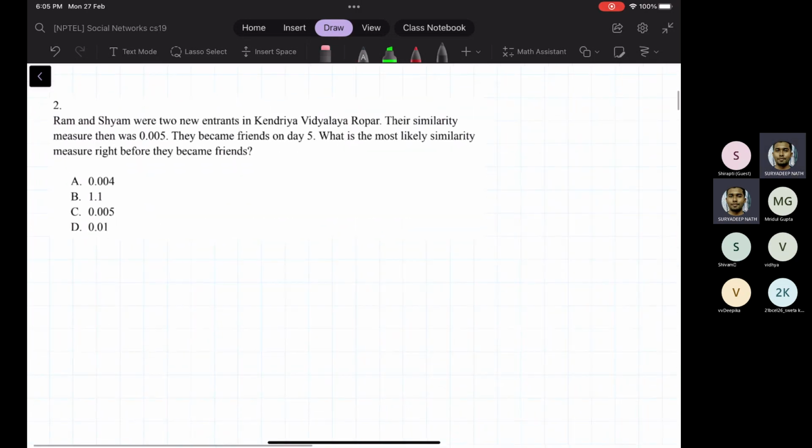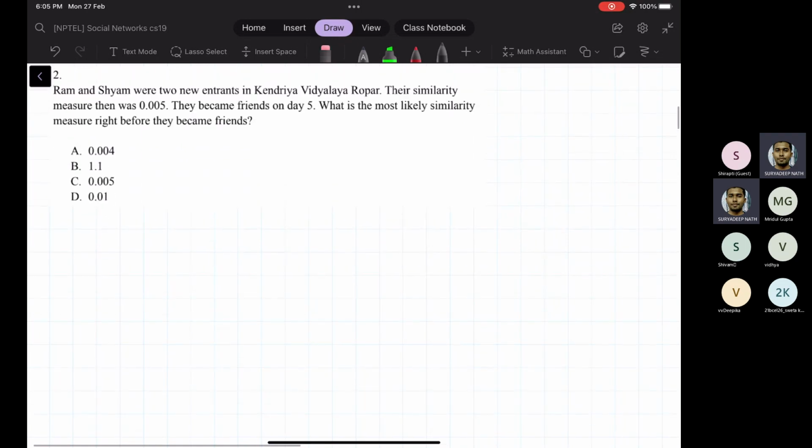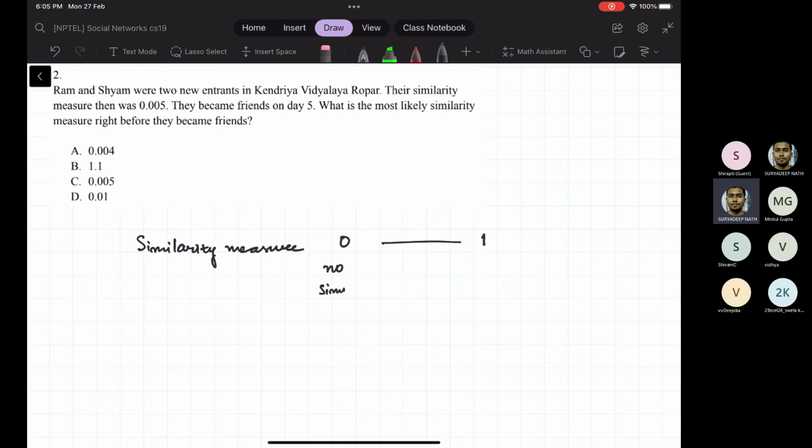Ram and Sham were two new entrants in KV Ropar. Their similarity measure was 0.005. They became friends on day 5. What is the most likely similarity measure right before they became friends? Now, the similarity measure is something between 0 and 1. 0 means no similarity, and 1 means full similarity.